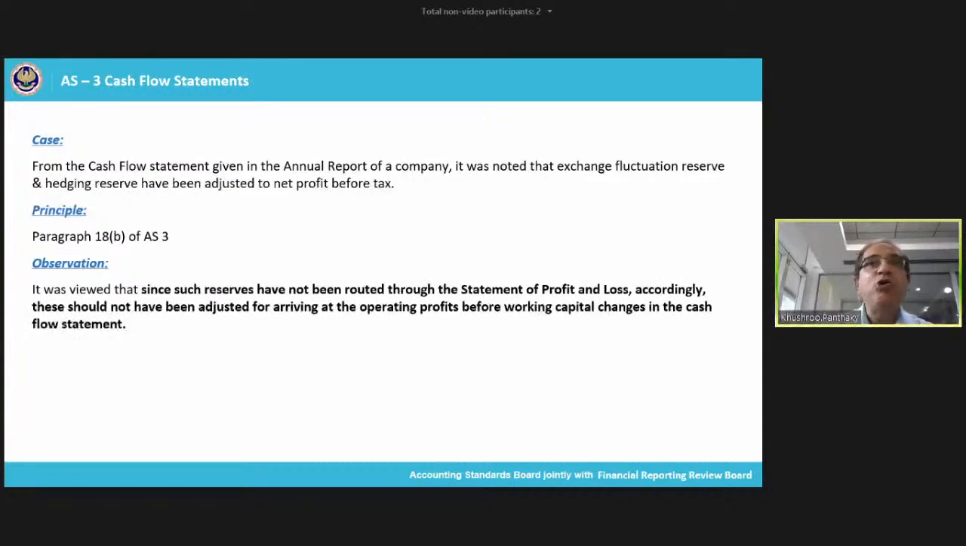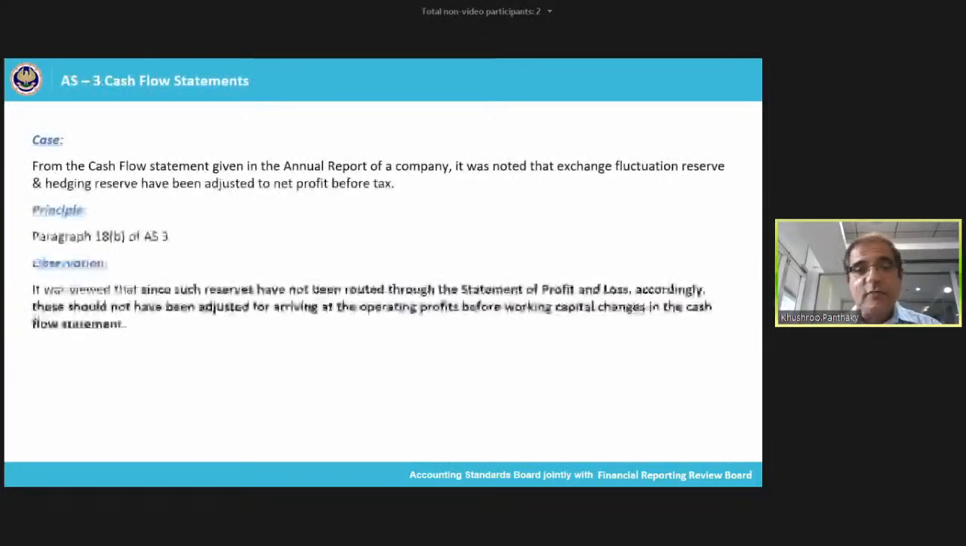And there should therefore be no adjustment made for arriving at the operating profits before working capital in the cash flow statement. Now, these have been adjusted by way of an error, but they have not been routed through your P&L account. If they have not been debited to your P&L account, where is the question of adding it back to your net profits? And therefore, that adding back, which was being done and reported by a particular enterprise, was incorrect, was erroneous. And therefore, this has been taken as an error as such.